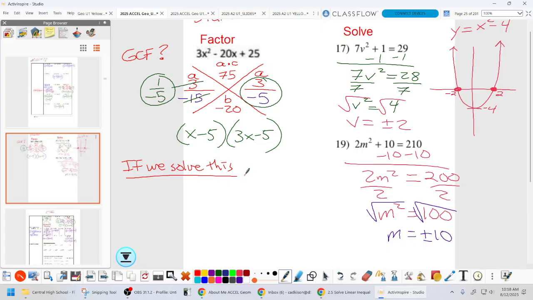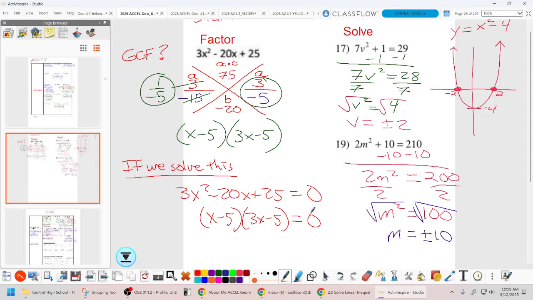So I gave you one to factor. What would be our first step if I said solve for the zeros? What's step one on your notes? Set equal to 0. So step one would be 3x squared minus 20x plus 25 equals 0. Stick a 0 at the end. Okay, step two. GCF? No. Step three was star. So we starred all this, and we got x minus 5 times 3x minus 5 equals 0.